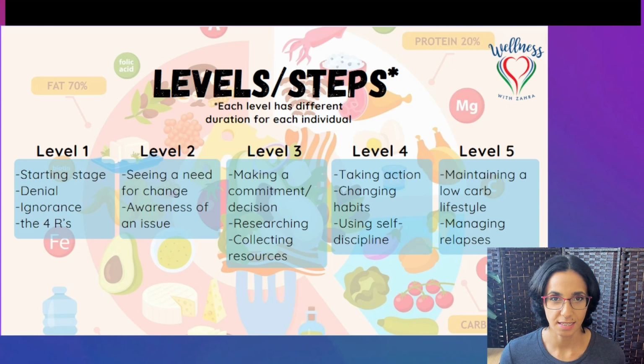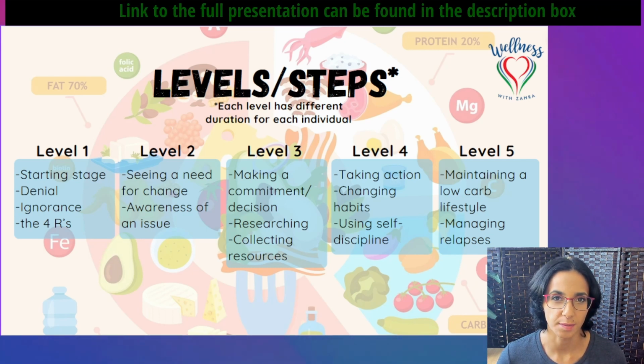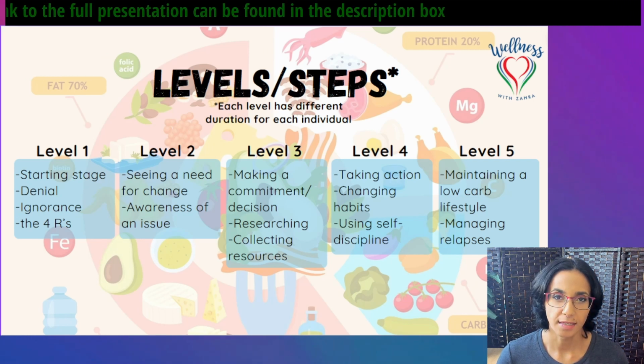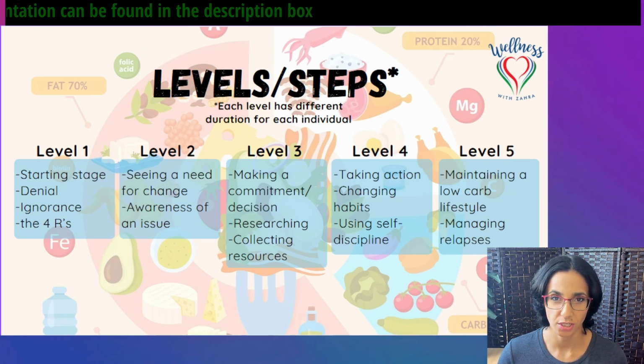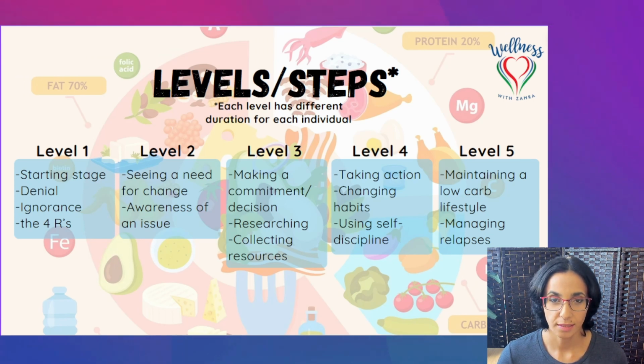So this is just a little overview of the steps or levels that are going to be involved in this model. Each person spends different times in each level, and it's really important to not judge ourselves based on how long we spend at each level. Knowing that there's a step-by-step process to your change can really help you have a structure or a framework so that you can monitor your progress effectively and make sure that you're still committed to your goals.